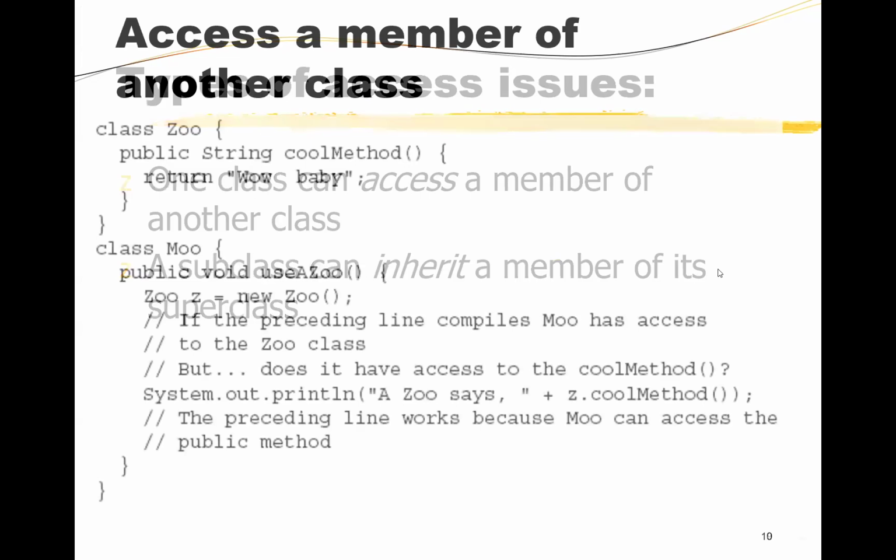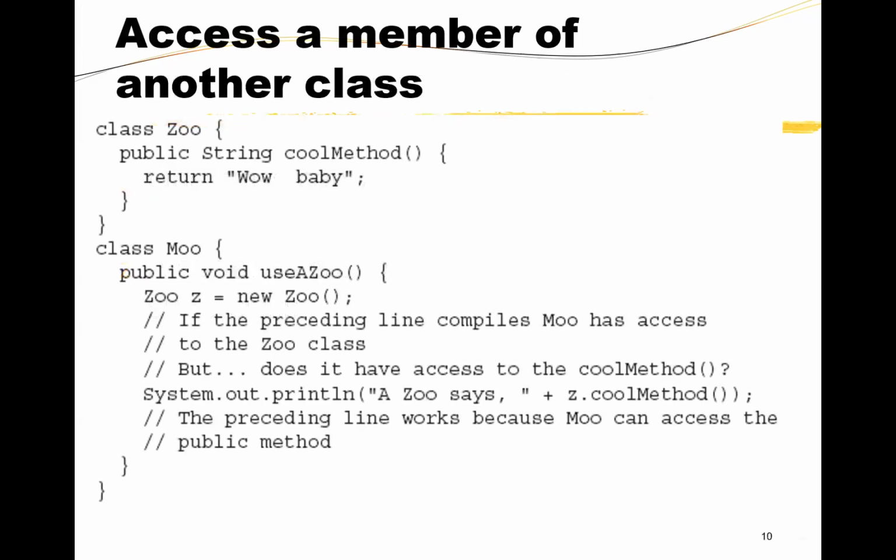And now let's see. Here is the class Su and another class called class Mu. Both classes have not declared the package statement, so we need to assume that both Su and Mu are in the same package. So the classes have default access. Then the cool method returns the string value wow baby. It is a public method.